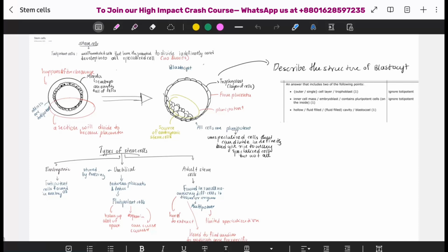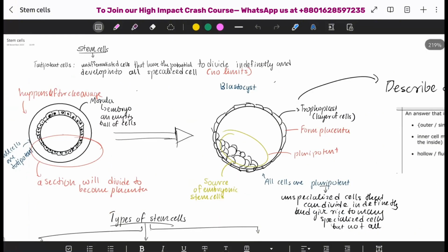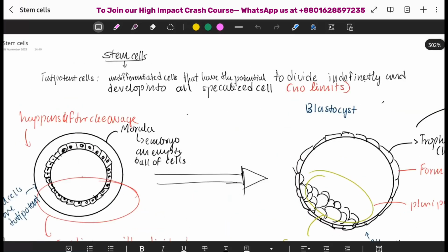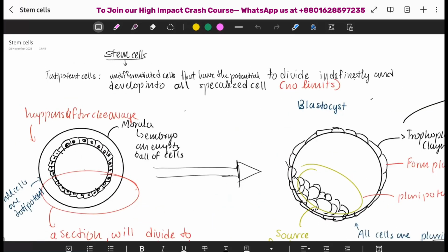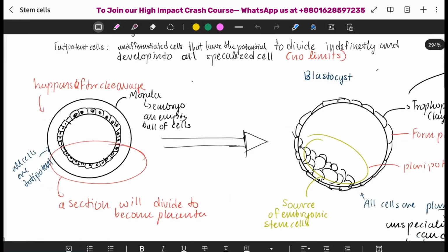So totipotent cells, they are the undifferentiated cells, and they have the potential to divide indefinitely, and it will develop into all specialized cells. Okay, they have no limit, but for pluripotent, they have a limit, and that happens after cleavage. So this is about the stages. Basically, morula, embryo, empty ball of cell.